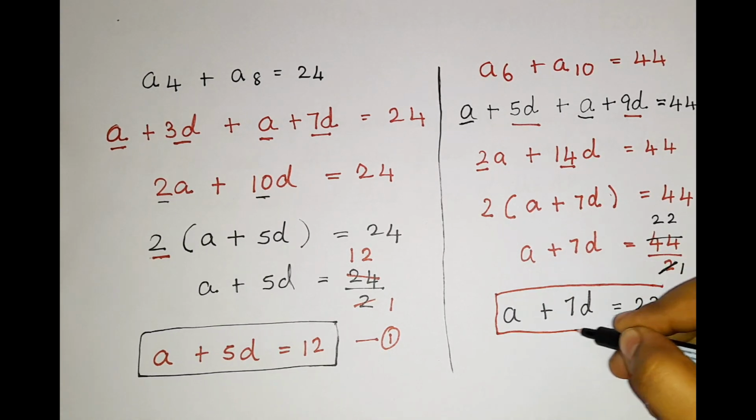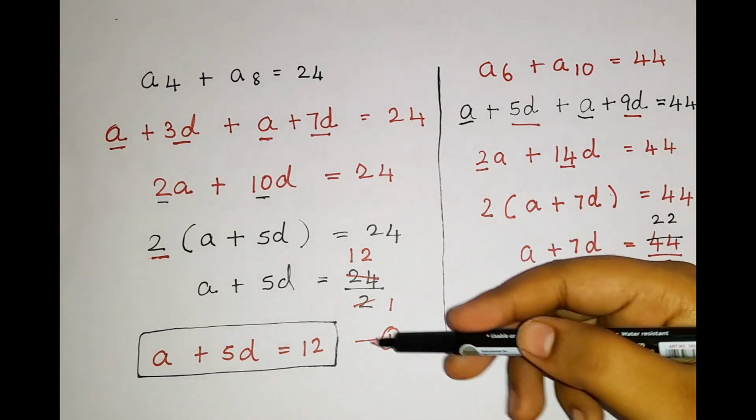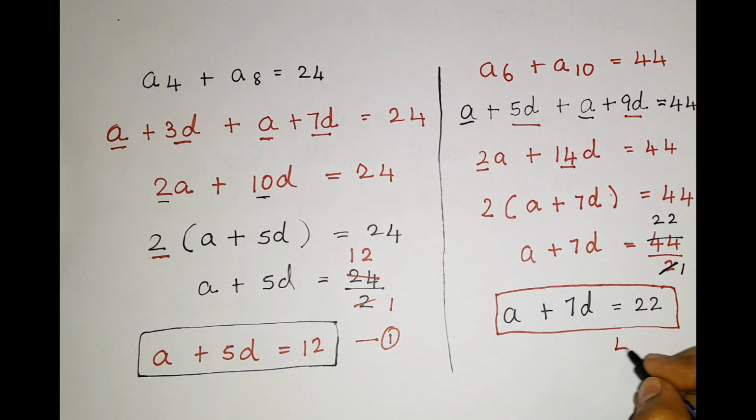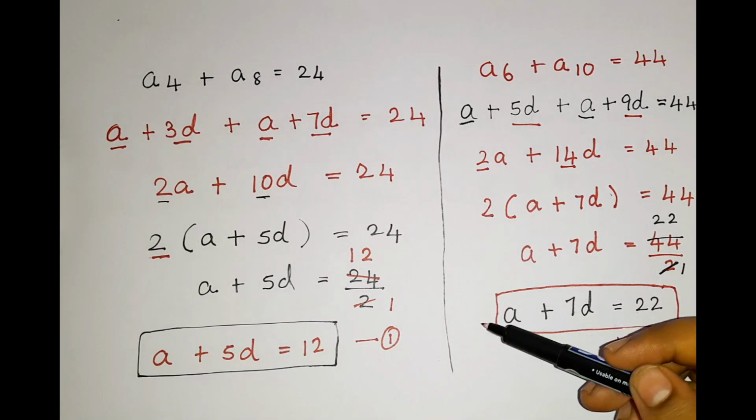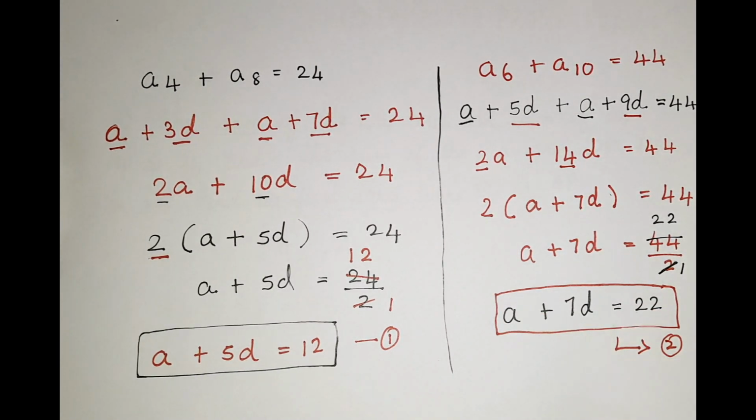Now we got a value right over here. Since I took this one as equation number 1, I am going to take this one as equation number 2. From equation number 1 and 2, I can actually solve them by the elimination method. We studied that in chapter number 3, isn't it? So we are going to solve them by using the elimination method. I am going to write these two equations as it is.